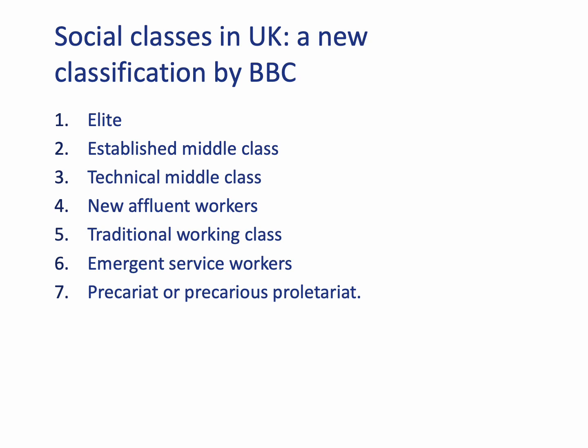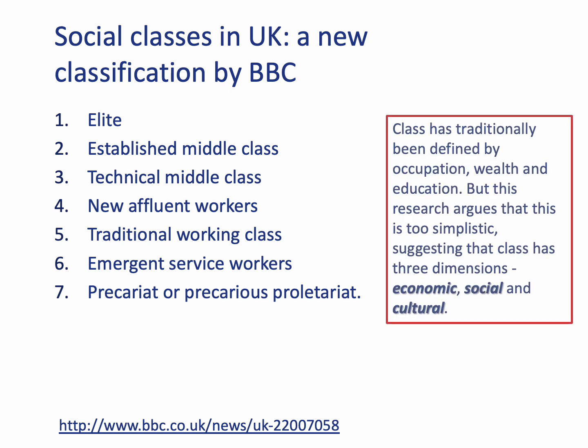So, people in the UK now fit into 7 social classes, which is suggested by a major survey conducted by the BBC. And here is the link down below, or you could just search by the title and you will, I'm sure, find it. It basically argues that the traditional categories of working, middle and upper classes are outdated.